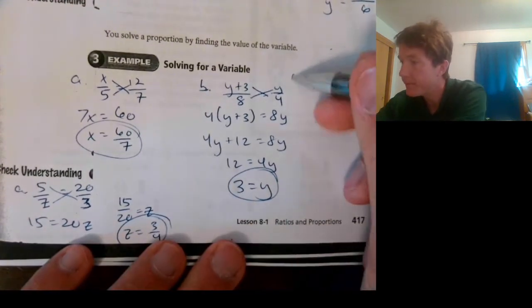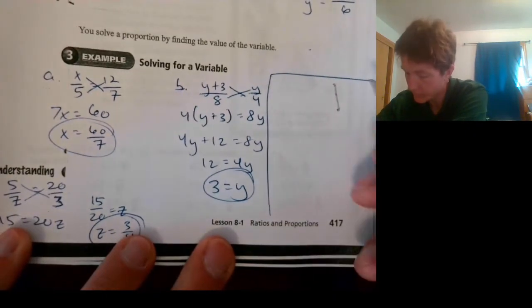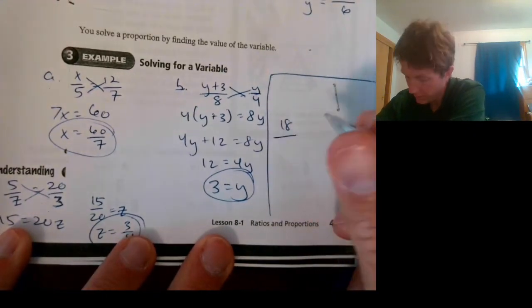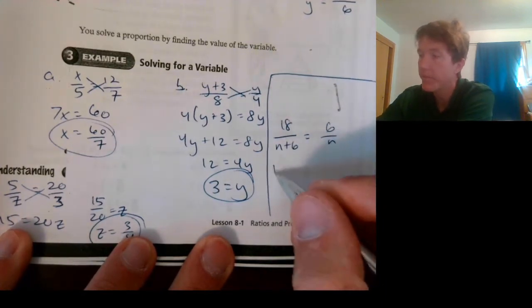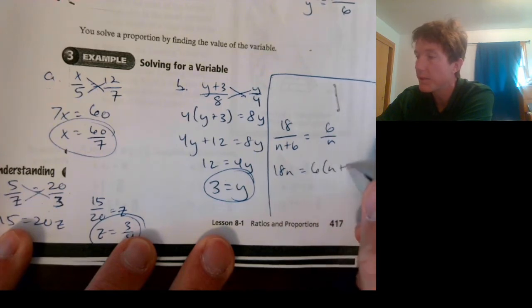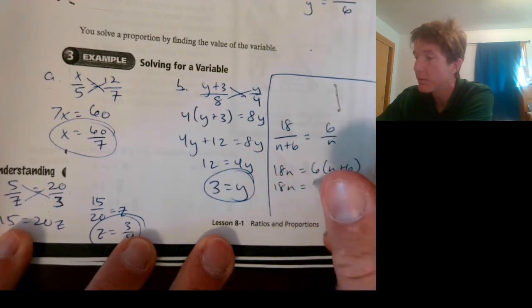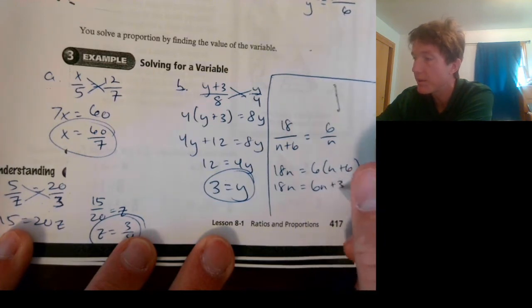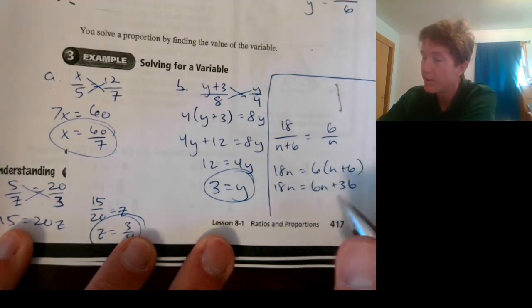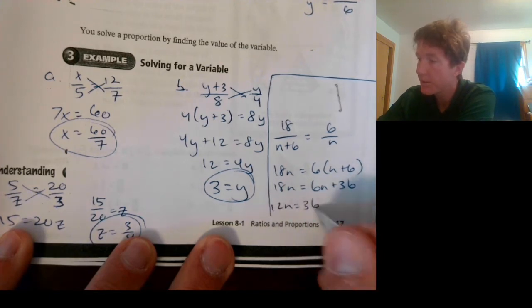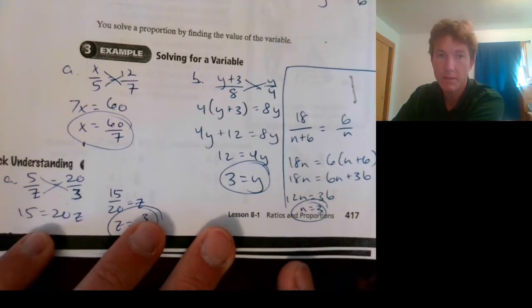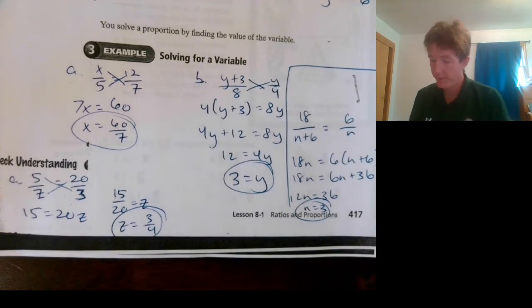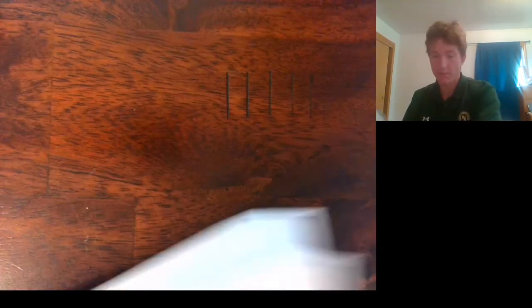Look at one more over here. 18 over n plus 6 equals 6 over n. I'll cross multiply. 18n equals 6 times n plus 6. Distribute. 18n equals 6n plus 36. Move the 6n to the other side. 12n equals 36. Divide by 12, n equals 3. Alright, so the main thing here, the new concept, is this cross multiplication. That's what we're doing when we're solving for variables. Go flip the page. Just have one more example for this.